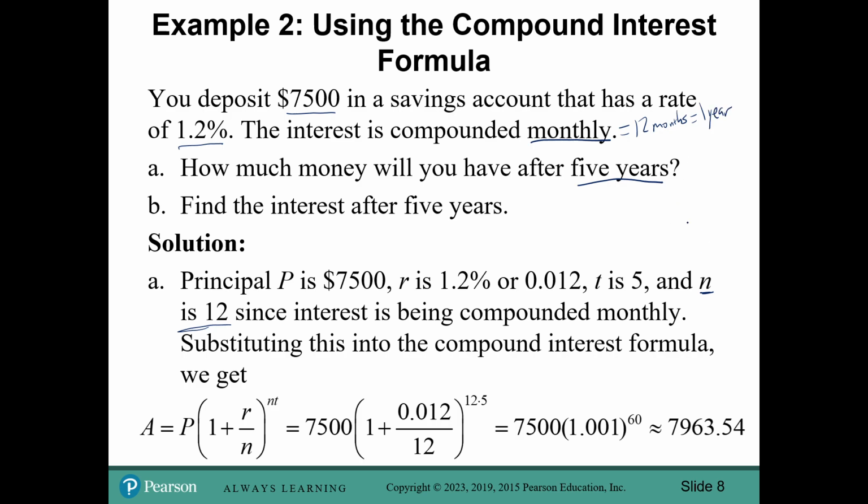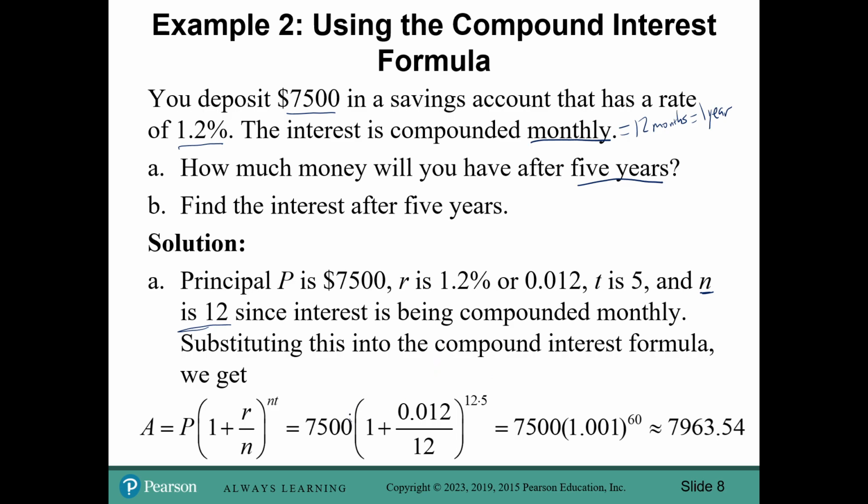Okay, and this is compounded monthly, so we have to break it down in terms of a year. The n here is 12. We are compounding monthly, so we're compounding 12 times per year, since the interest is being compounded monthly. Substituting this into the compound interest formula, we get A equals P times (1 plus r over n) to the nt, then we just do a simple substitution here.